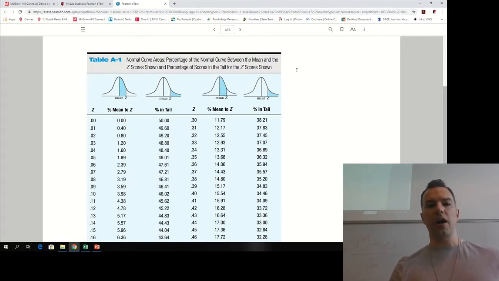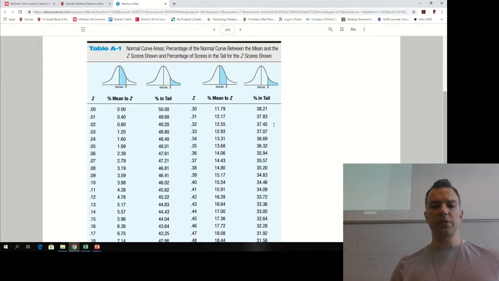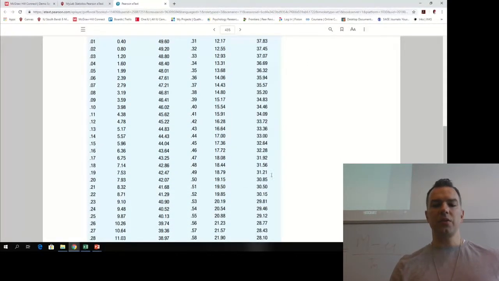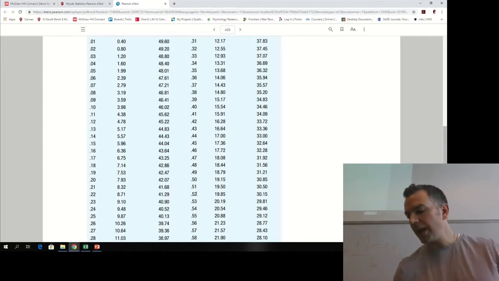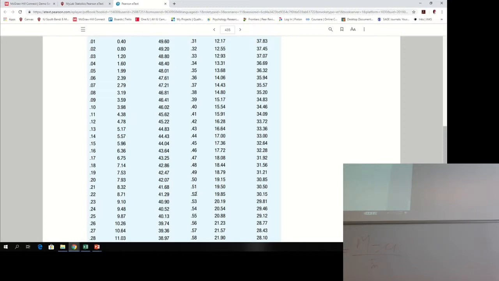So we look in the column that says percent in the tail, and we just start scrolling down, scrolling down, scrolling down, until we get to the one that is closest to 30%. Now this one here is 30.15. That is closer than 29.81. This one is 0.19 away. This one's only 0.15 away. So once we find where that is, we go across to the z-score, and our z-score, this question mark over here, our z-score is equal to 0.52.